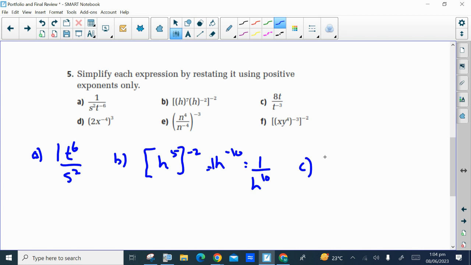Question C. You've got the 8 on top, and you're dividing t to the 1 by t to the negative 3. Subtract the exponents. You'll get 1 minus negative 3. The minus minus becomes a plus positive, so 1 plus 3 is 4. The answer is 8t to the 4th.